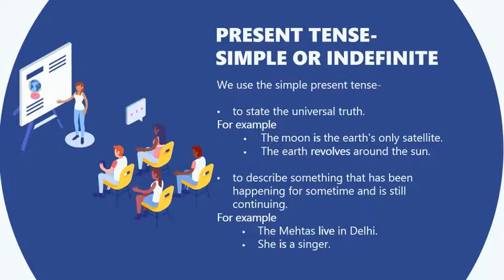Second point where we use present indefinite tense is to describe something that has been happening for some time and is still continuing. For example, the Mehtas live in Delhi. Second, she is a singer.